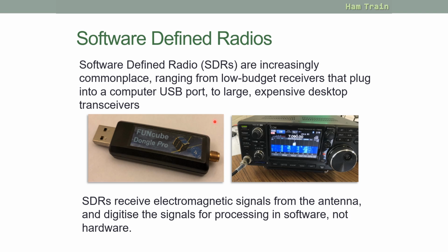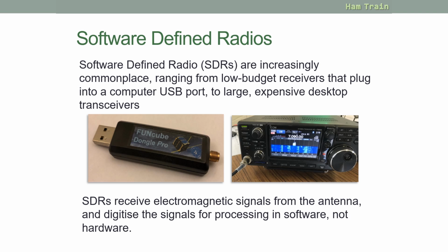On the left here you can see a very basic dongle. They start from around £10 and they let you receive radio frequencies from all over the spectrum. Very good things to get started listening to radio with. And on the right here you can see a more expensive software-defined transceiver, which is a transmitter and receiver in one box.